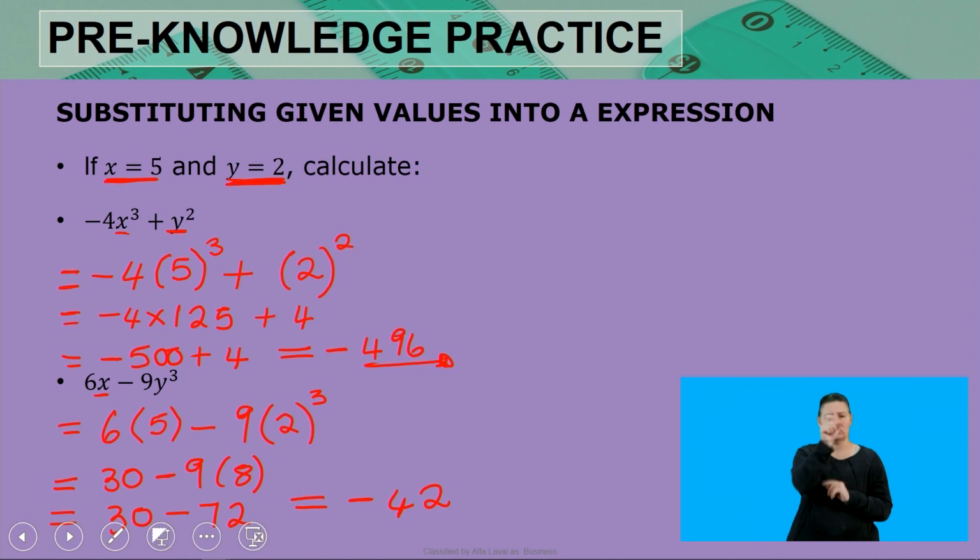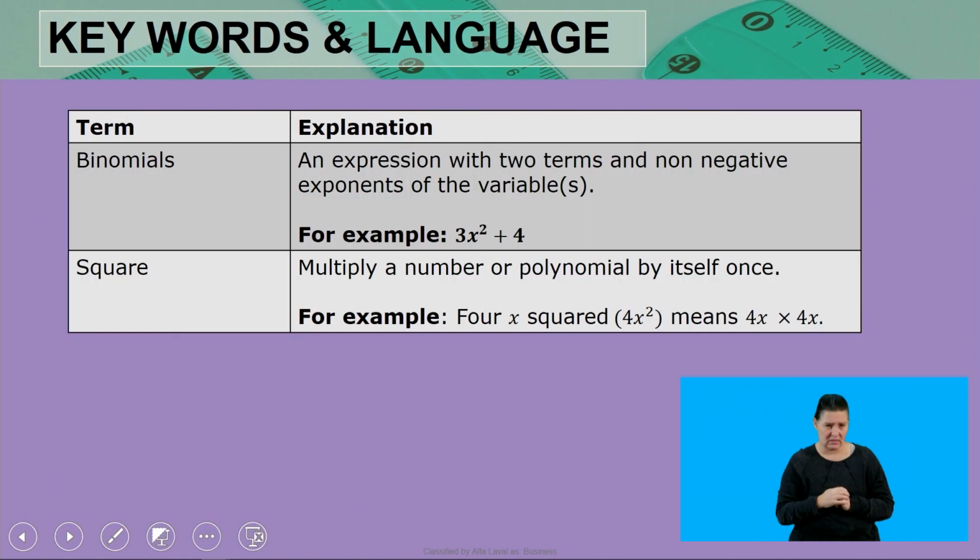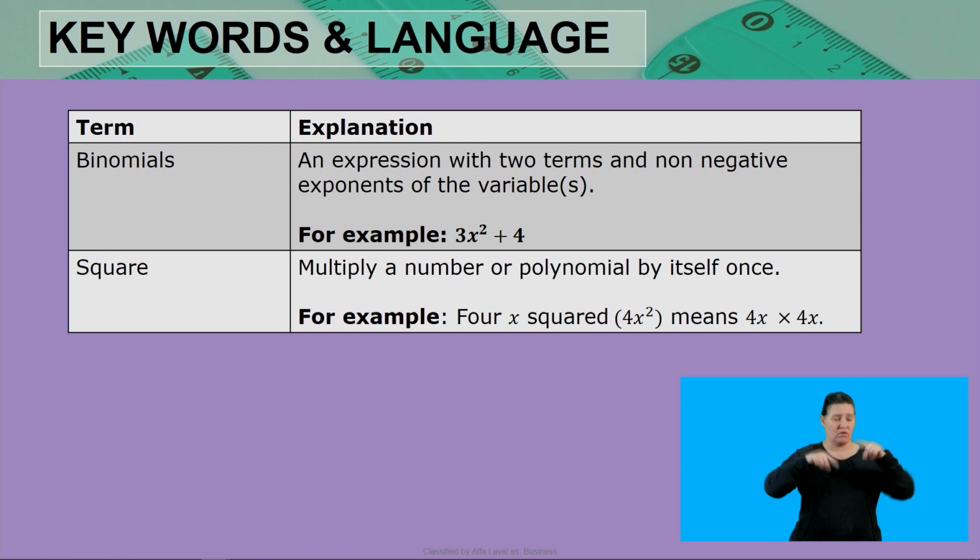Let's look at the keywords that we are going to be looking at during this lesson. We are going to be looking at binomials, which is an expression with 2 terms and non-negative exponents of the variables. An example of this is 3x squared plus 4. We are also going to be talking about squaring. Remember, to square is to multiply a number or a polynomial by itself once. For example, (4x) squared, in brackets, means 4x multiplied by 4x.